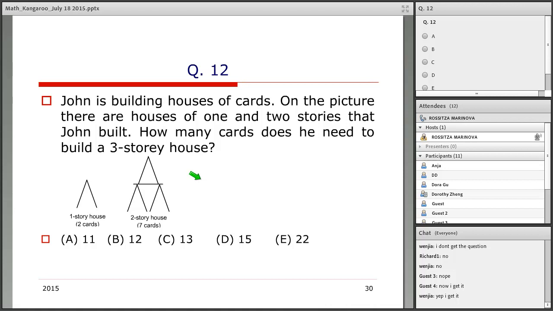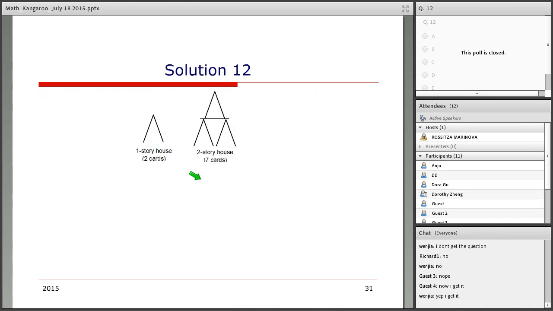Okay, so what I'll do is I'll end the poll here. When you get the recording, you can take more time for this one, and I will be going through the solution for this one. So, your 3-story house.